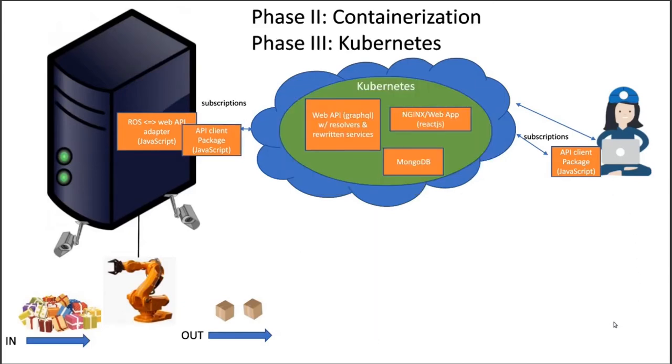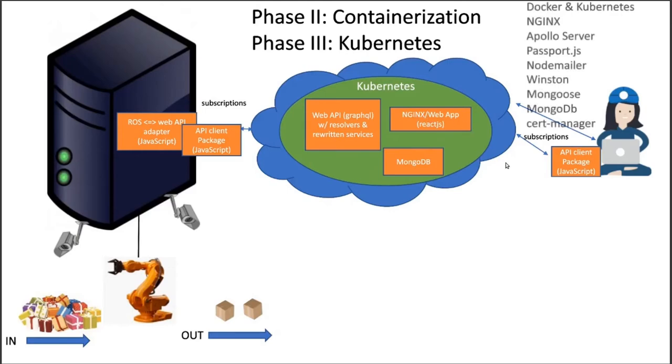The way we solved our vendor lock-in problem was essentially with Docker and Kubernetes. So we had to Dockerize each service and replace all those easy button vendor-specific services with various open source alternatives. In the web app, we use Nginx as a reverse proxy. In the API server, we used Apollo server for the GraphQL, Passport.js for the authentication, NodeMailer for the email service, Winston for the logger service. And then for the persistence layer, we have Mongoose and MongoDB. And handling the certificates is another open source package called Cert Manager.